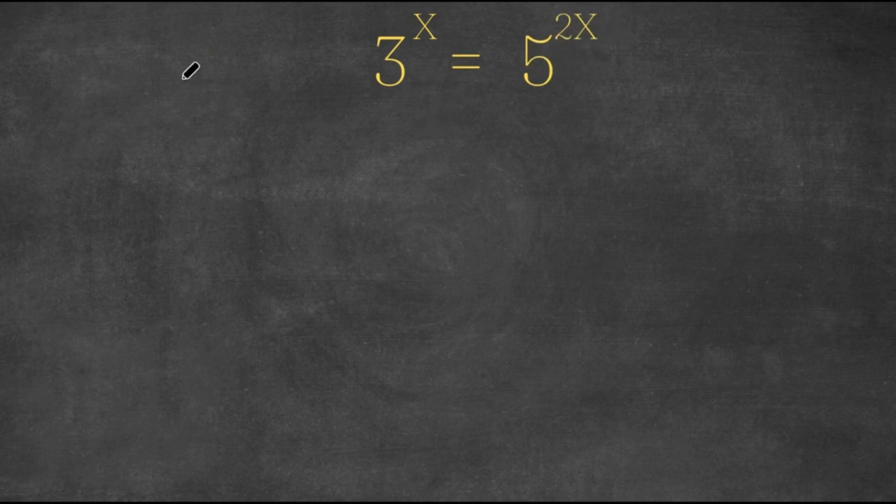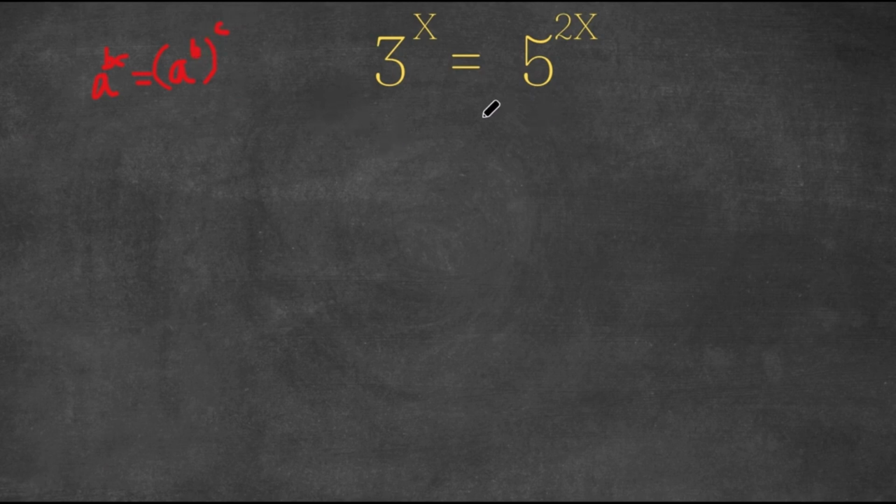And if you guys didn't already know, an important property of exponents is that if we have a to the power of b times c, this can be written as a to the power of b, to the power of c, and also vice versa. It could also be written as a to the power of c, to the power of b.